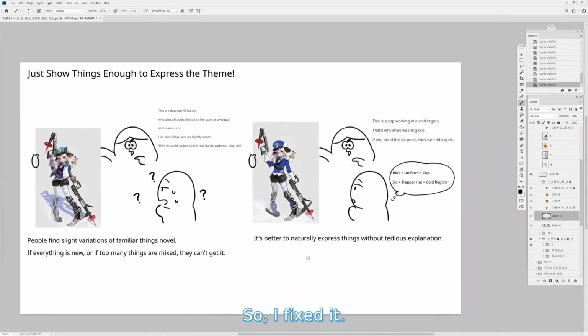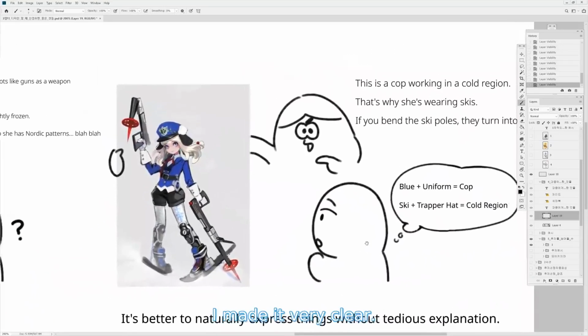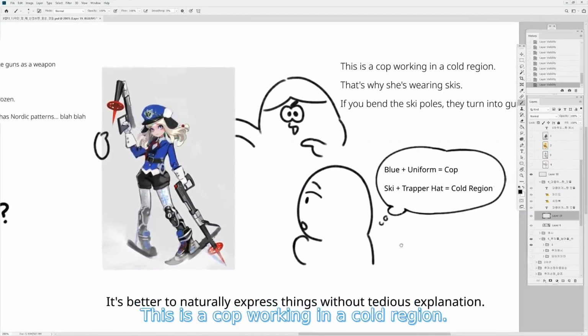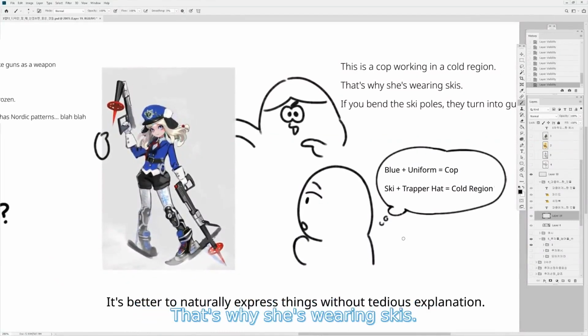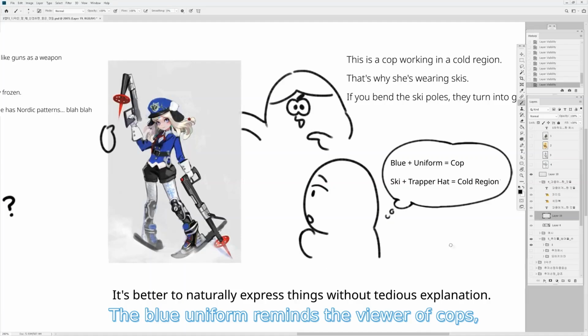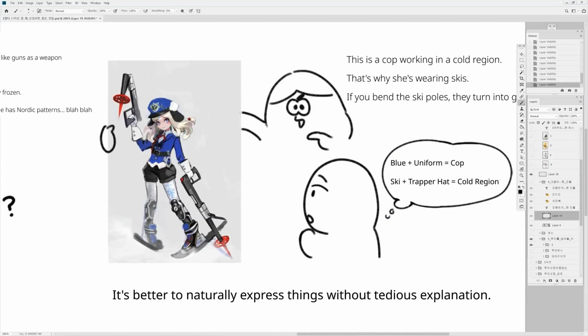So I fixed it. I made it very clear. This is a cop working in a cold region. That's why she's wearing skis. If you bend the ski poles, they turn into guns. The blue uniform reminds the viewer of cops, and the skis and trapper hat tells them she's in a cold region.